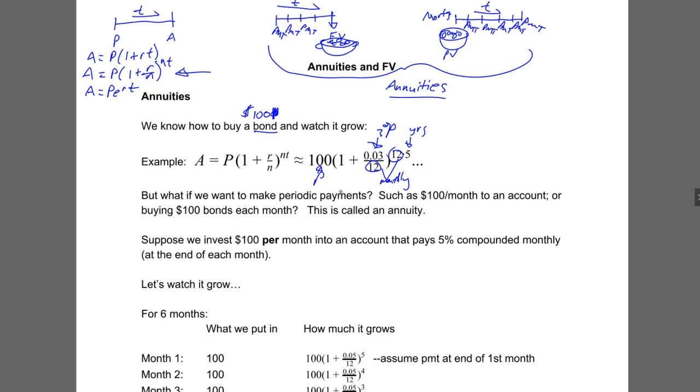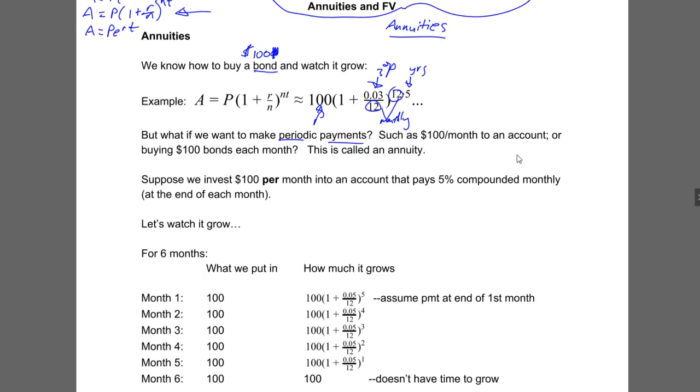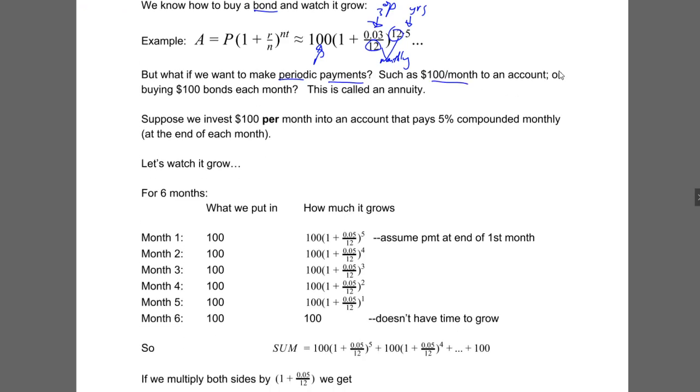That's how it grows. But sometimes you want to make periodic investments or payments. In this case, we'll be buying $100 a month. So it's like buying a $100 bond every month and then watching each one grow separately. And you're also watching the pot of money fill as it goes. And we call that an annuity. So suppose we invest $100 per month into an account that pays 5% compounded monthly. And let's watch it grow.